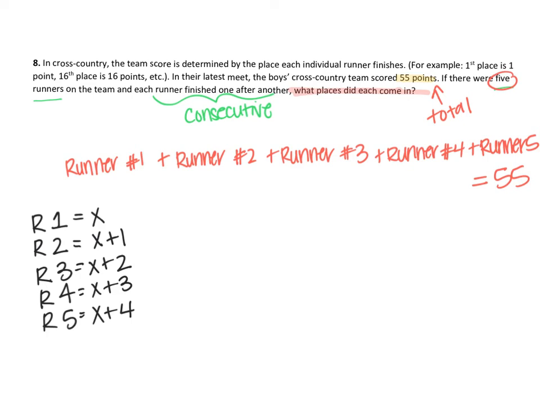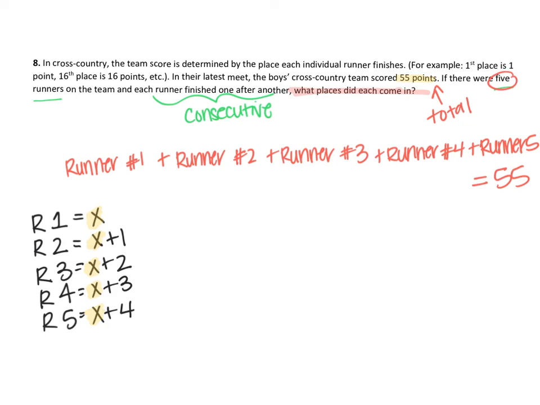So again, if you want to think about it to see if that's right, let's just pretend that x is 1. So if x is 1, 1 plus 1 makes 2. 1 plus 2 makes 3. 1 plus 3 makes 4. 1 plus 4 makes 5. So those are all consecutive numbers there in a row.